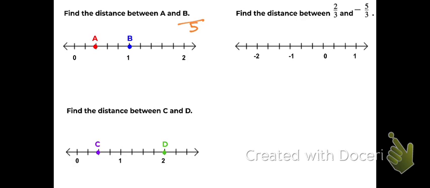Now let's count how many parts are between A and B. So we're just going to start with 1 point and we're going to hop to the other. 1, 2, 3. There's 3 parts. So the answer is 3/5.